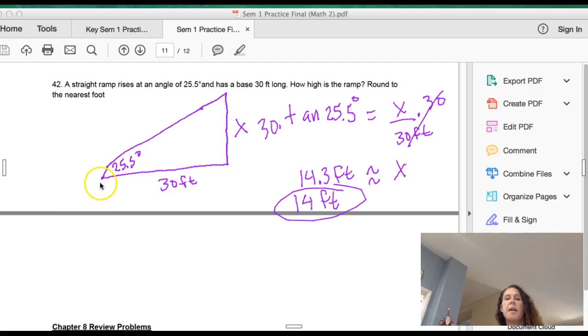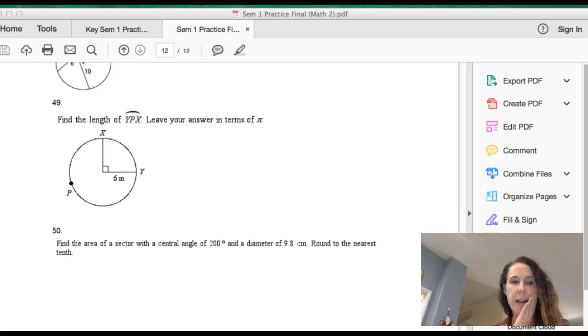That would make sense. If this is a 30-foot length and it rises about 25 degrees, it seems logical that that would be about 14 feet high. That's a high ramp. But yes, that seems logical. All right. Okay, let's look at 49.